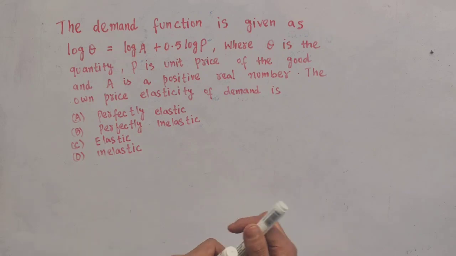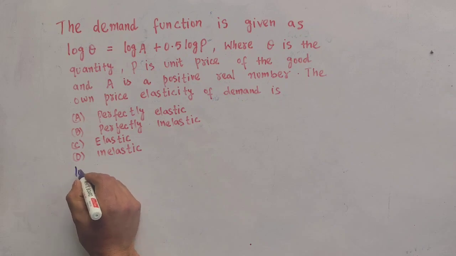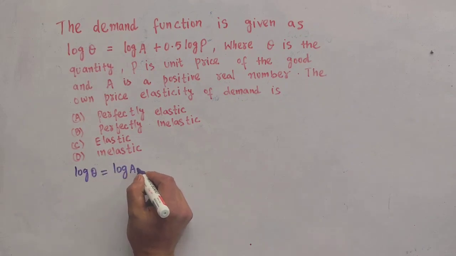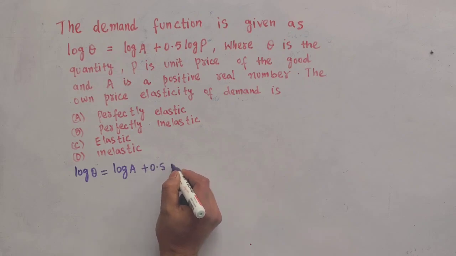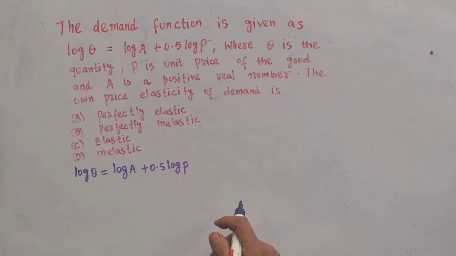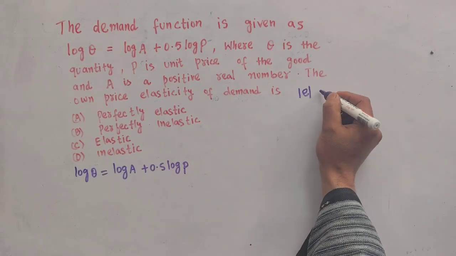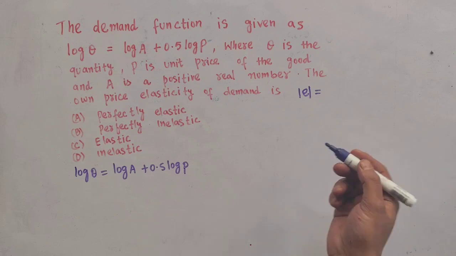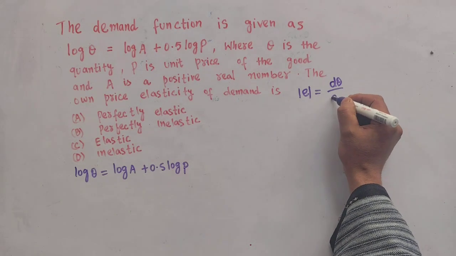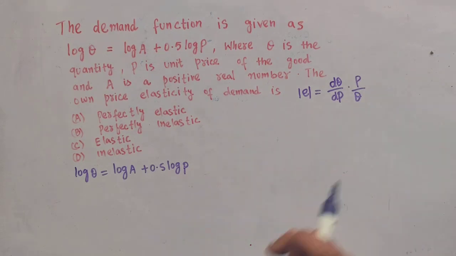So what we are being given here is the demand function: log of q is equal to log of a plus 0.5 log of p. What is the formula for elasticity? The absolute value of elasticity of demand is given by the change in the quantity demanded due to the change in the price, times price upon quantity demanded at that very price.